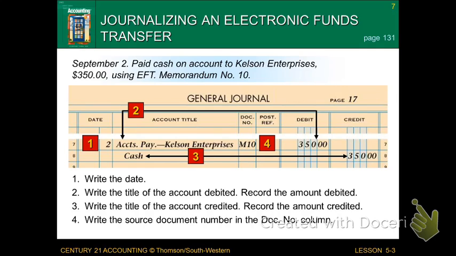All of these examples today, by the way, are using memos to indicate when they occur. On the general journal, like normal, whenever we pay cash on account, our accounts payable would decrease, and our cash account would also decrease because we're paying cash on account. The only difference is that instead of using a check as the source document, we're using a memo, and that is memo number 10.